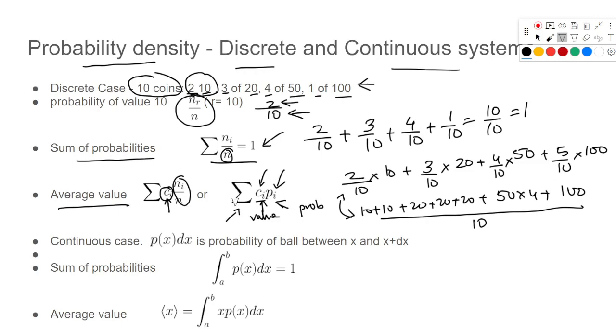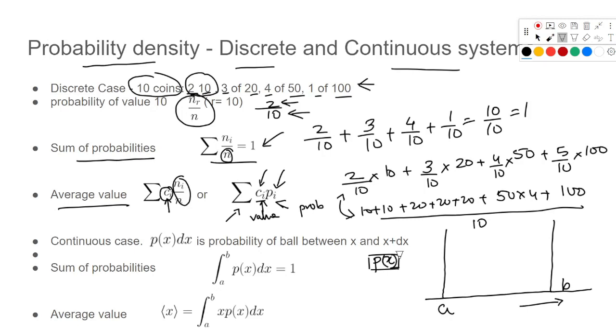Now, let's extend this to a continuous system. By continuous, we mean that the values are not fixed numbers or whole numbers. Let's take an example. Let's say we have a ball and the ball can go anywhere on the x-axis. There is a wall at a point A and another wall at the point B. The ball can exist anywhere between A and B. So, there is a probability of the ball being at different places. Here, P(x) we define as the probability density of the ball in the system.